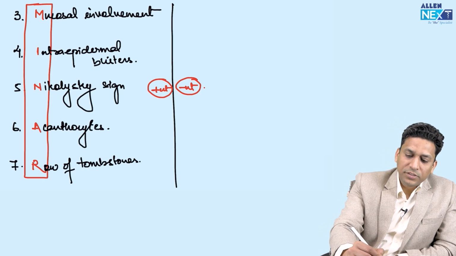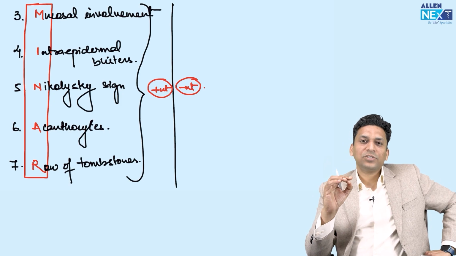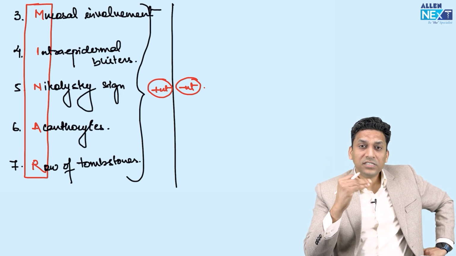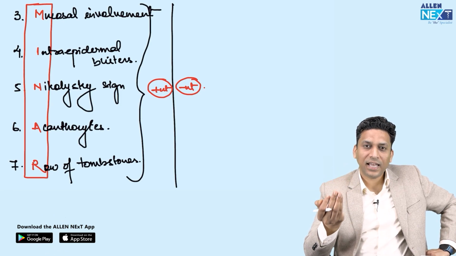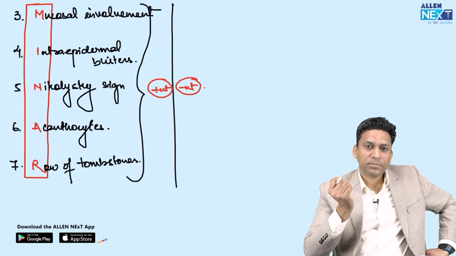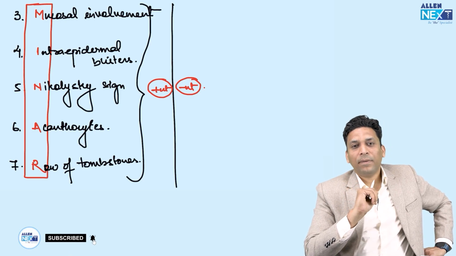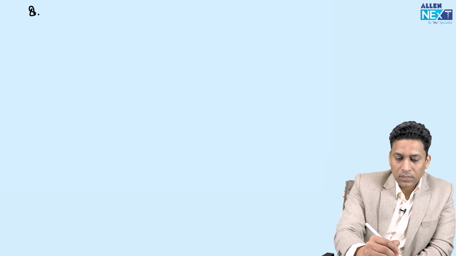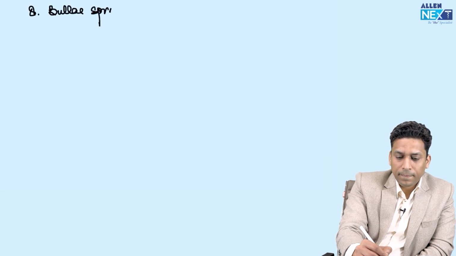All these are the features which can be seen in pemphigus, they are not seen in pemphigoid. So if a question comes in your exam and in that question any of these is mentioned, that is mucosal involvement, intraepidermal blisters, Nikolsky sign, acanthocytes, or row of tombstones appearance, then remember that the examiner is talking about pemphigus and not about pemphigoid. There is one sign which is known as Bullous spread sign.